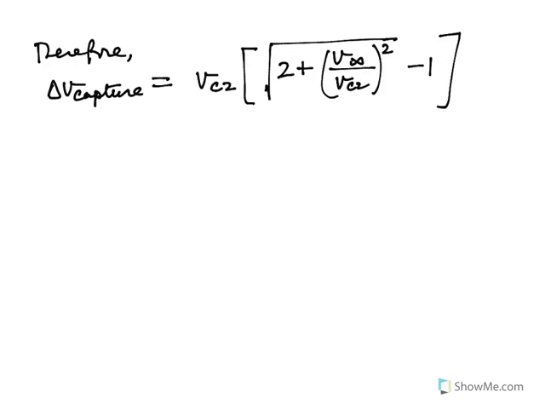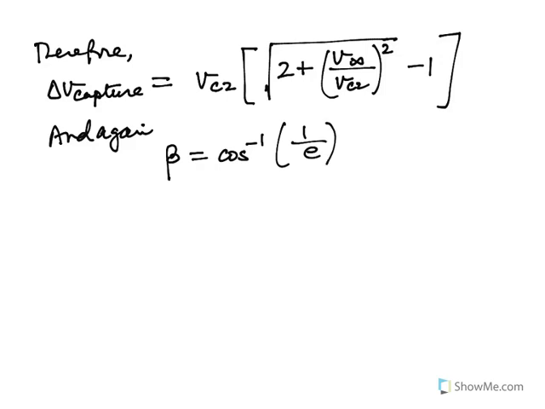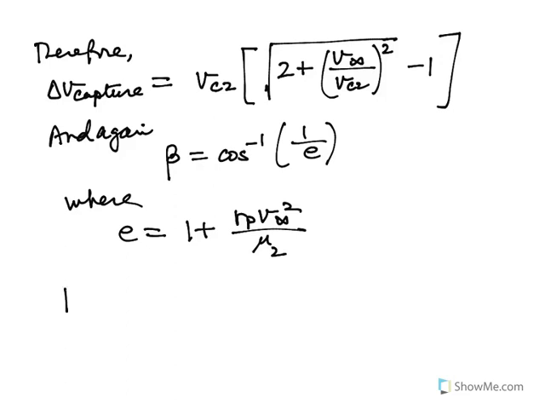And again, beta is equal to the inverse cosine of 1 over E, where E is the result that we had previously, which is equal to 1 plus RP times V infinity squared, all divided by mu 2. So realize that now this completes the discussion of planetary arrival and planetary departure.